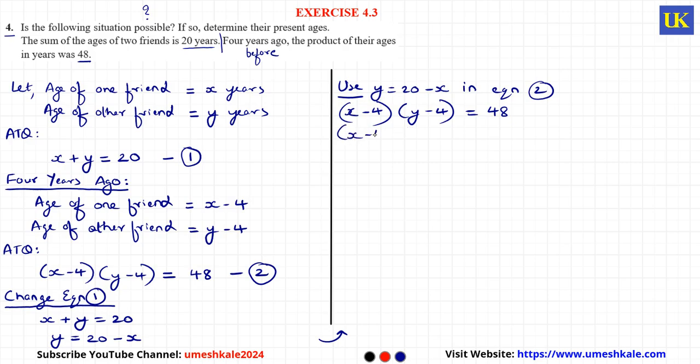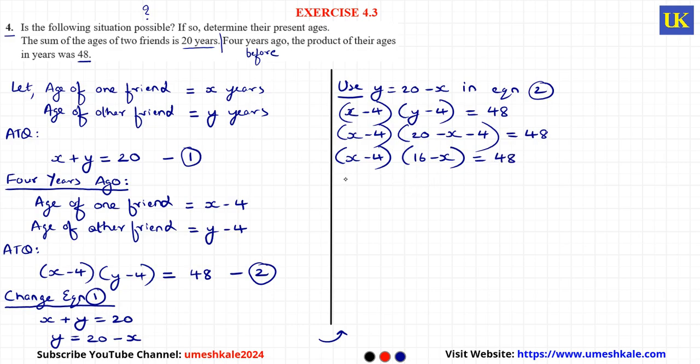So x minus 4, and instead of y, 20 minus x I will put. Instead of y I am writing 20 minus x because y is equal to 20 minus x is what we have taken. So minus 4 is equal to 48. So here x minus 4, and 20 minus 4 is 16. So 16 minus x, I have solved this 20 and minus 4. So it's x minus 4 times 16 minus x is equal to 48.